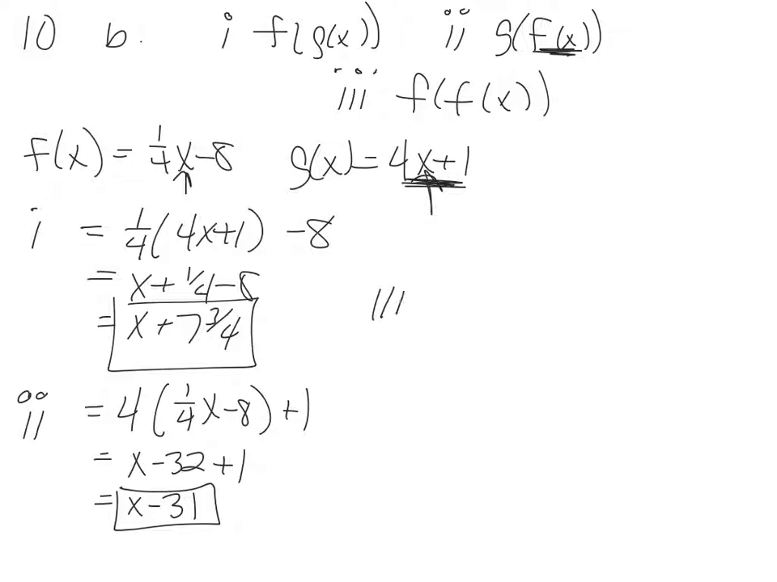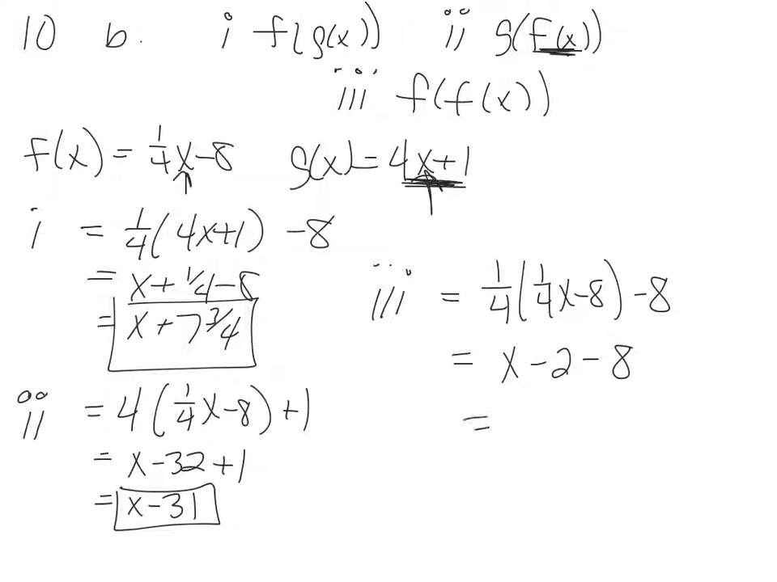And then triple I, f of f of x. So I'm substituting f of x in for the x's, which is silly. You're just practicing some funny math. Distribute that 1/4. I have x minus 2, minus 8, x minus 10. All right, those are your examples. We're done. Good job.